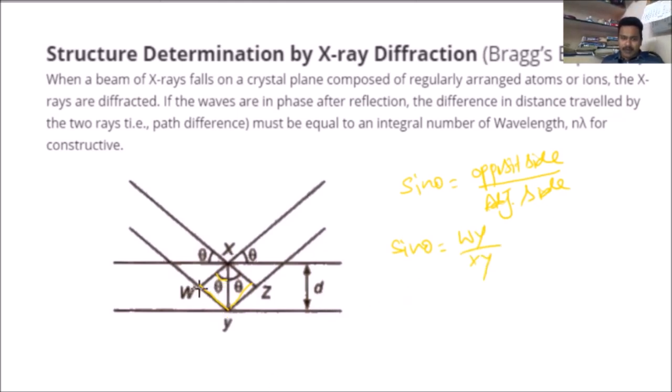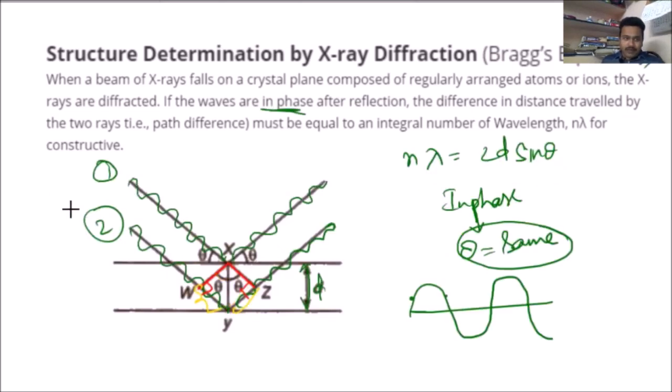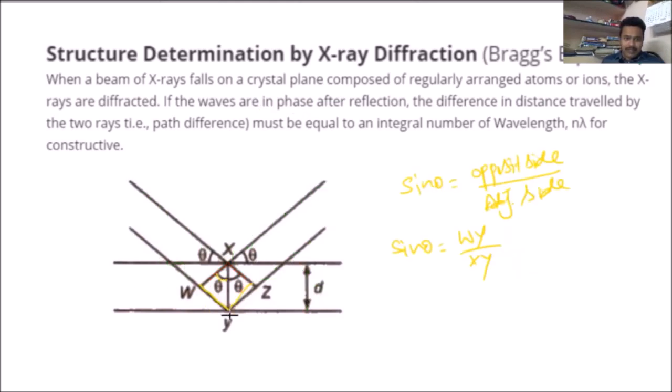If I need WY, this is the extra distance, no? This wave traveled this much extra distance. That distance only, this WY. I need WY. WY is equal to XY sin theta.